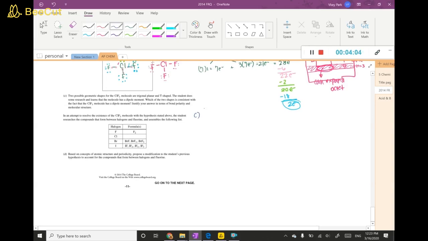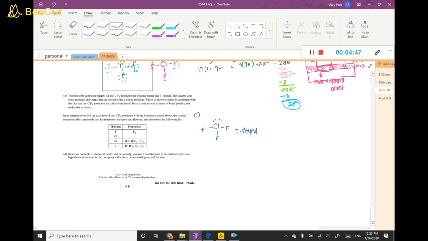C says 2 possible geometric shapes for ClF3 molecules are trigonal planar and T-shaped. The student does some research and learns that the molecule has a dipole moment. Which of the 2 shapes is consistent with the fact that the ClF3 molecule has a dipole moment? So first of all, this is actually T-shaped, because of the 2 lone pairs on chlorine. And if you guys don't remember VSEPR and molecular geometry, I can actually create a video on it sometime soon, and then you guys can review that.